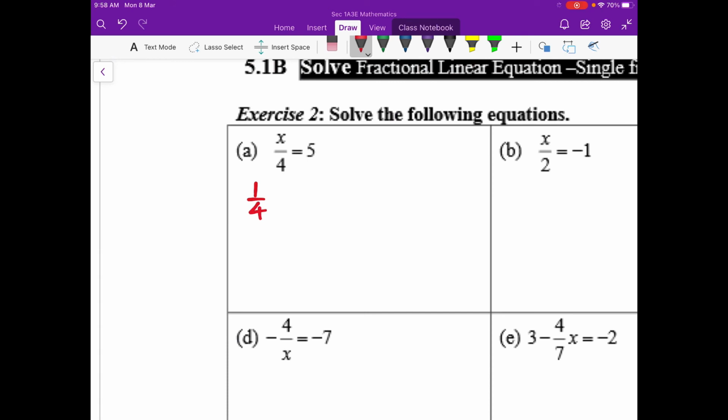1 over 4 x equals 5. Is it the same? x over 4 is the same as 1/4 x, isn't it? They are the same. Then we go back to earlier on. To find the value of x, you simply divide 5 by the coefficient of x, which is 1/4. You get 20, right? It works. This is one option. Not my favorite option. Then I show you another option.